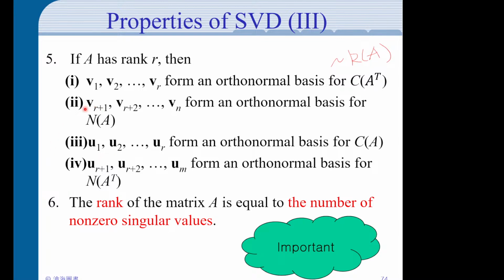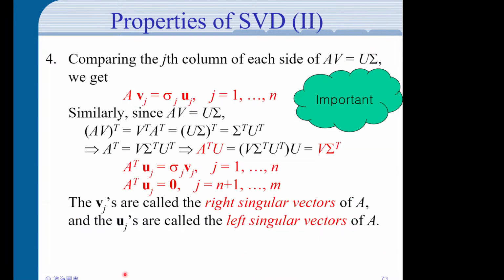And then you have those extra vectors. They are a basis for the null space of A transpose. But anyway, as we said, the rank equals the number of non-zero singular values, and the rank of A will equal the rank of both A transpose A and A A transpose.